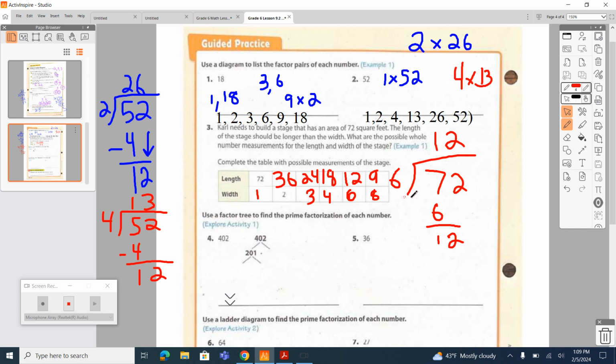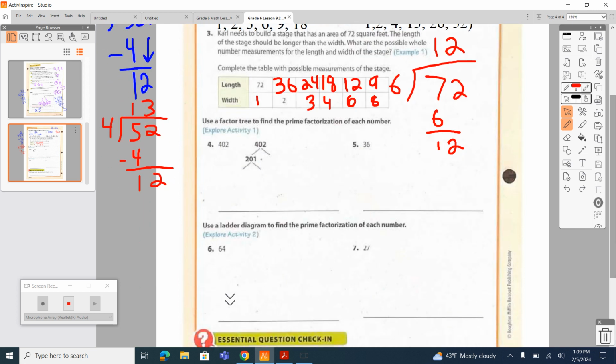Now we're going to check our factors here. They want us to do a factor tree. So for this one, they did 201 times 2 is 402. Okay, that's a prime factor.